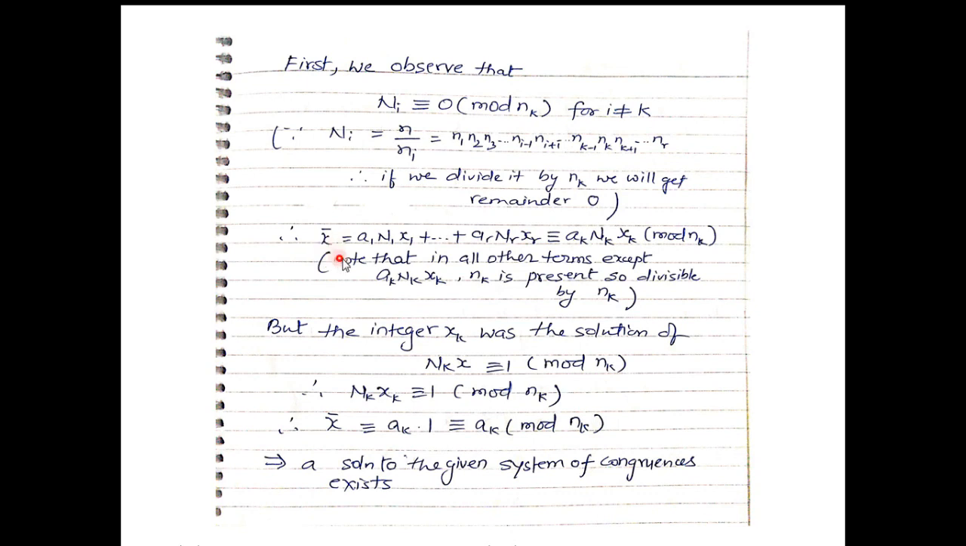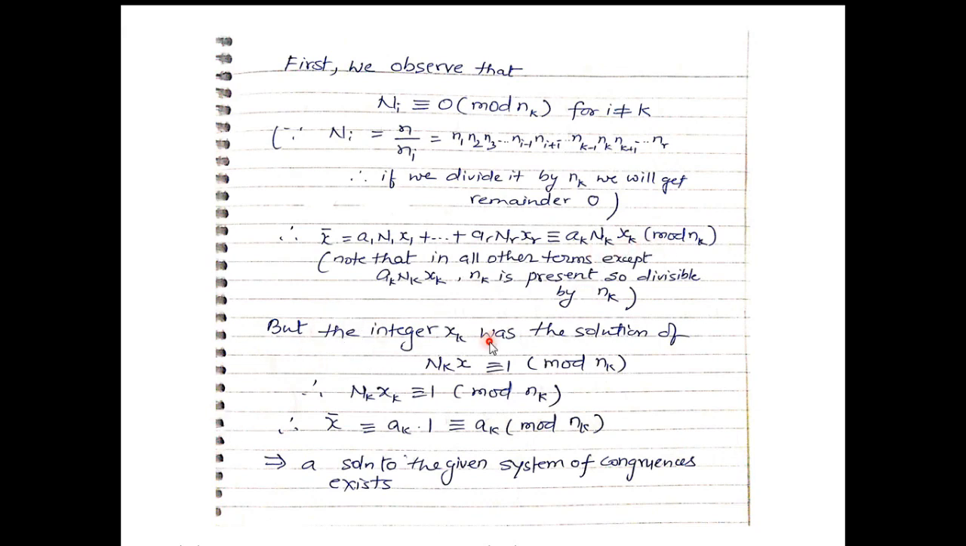So therefore, x bar, which is a1 n1 x1 plus a2 n2 x2 up to ar nr xr, is congruent to ak nk xk mod nk. Note that in all other terms except ak nk xk, nk is present. So if nk is present, it is divisible by nk. So all the other terms will be 0 and we are left with ak nk xk.